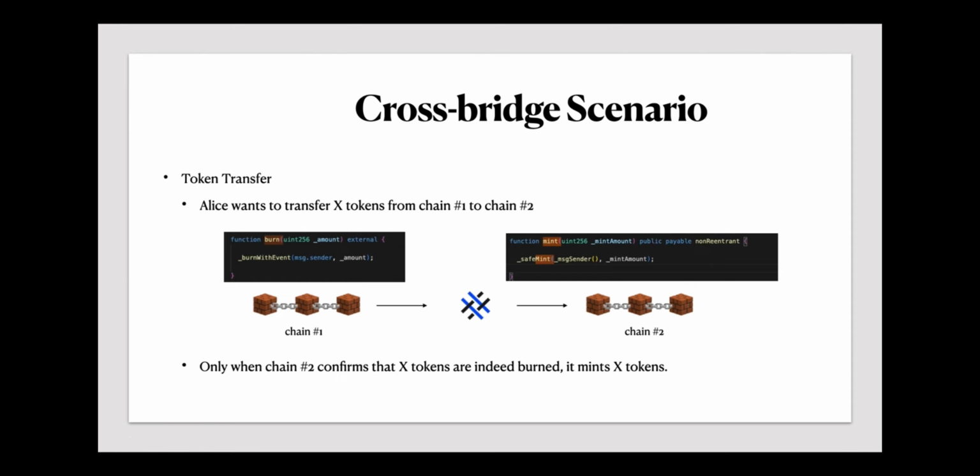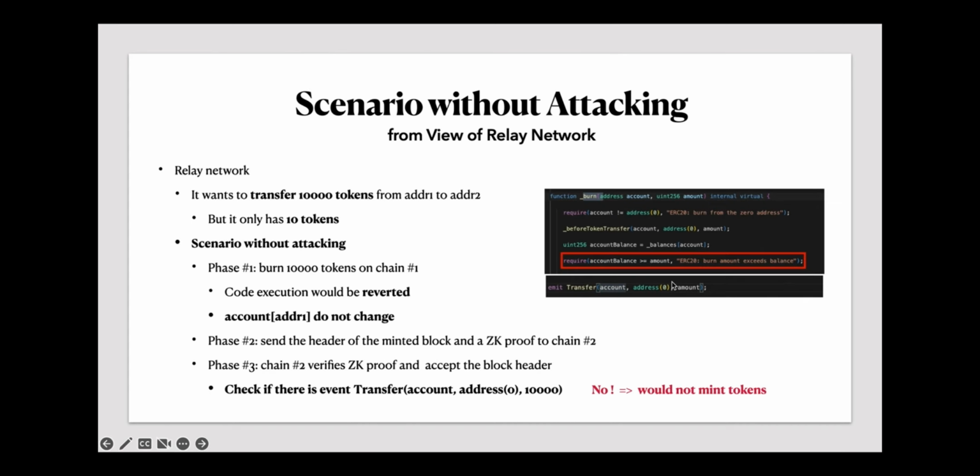We can see that in this token transferring process, for example, given the case Alice wants to transfer X tokens from chain 1 to chain 2, there's a pair of methods that are very critical. One is the burning transaction of the smart contract, and the other is the minting operation on the smart contract of the target chain. So only when chain 2 confirms that X amount of tokens are indeed burned on chain 1, will it mint on chain 2.